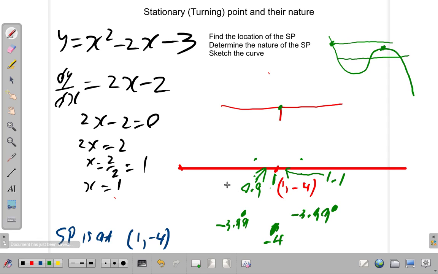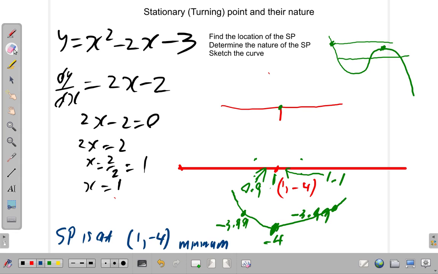Now if we were plotting between these points, we would go from negative 3.99 down to negative 4 and back up. So what we have here is a minimum point. So we can safely say the nature of our stationary point is minimum. Nice. So it's located at 1, negative 4, and it's a minimum, not a maximum.